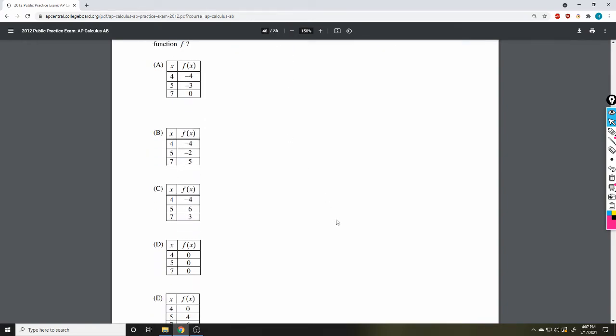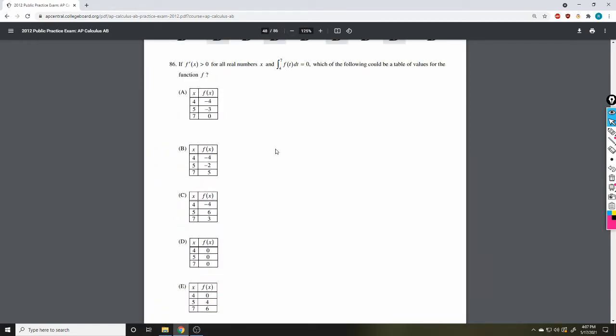Let me get everything fit into here. All right, this one's a tricky one. F prime is greater than 0 means we are always increasing. So let's go ahead and eliminate some choices right away. Anything that's not increasing is out. This is not increasing. This is not increasing.